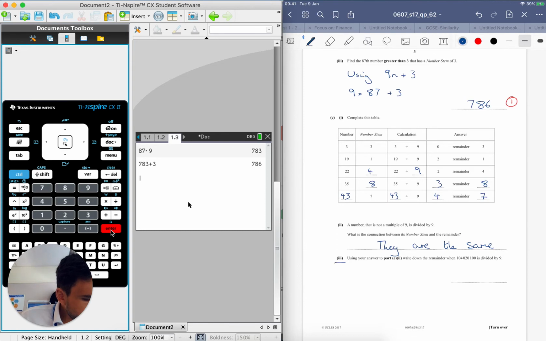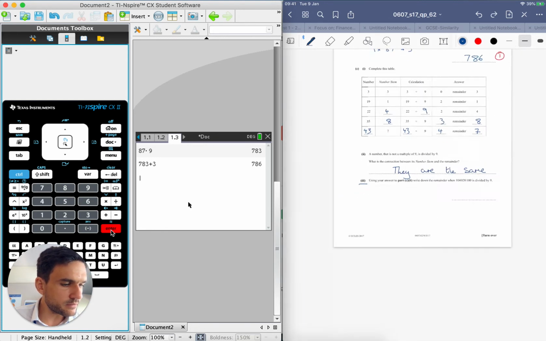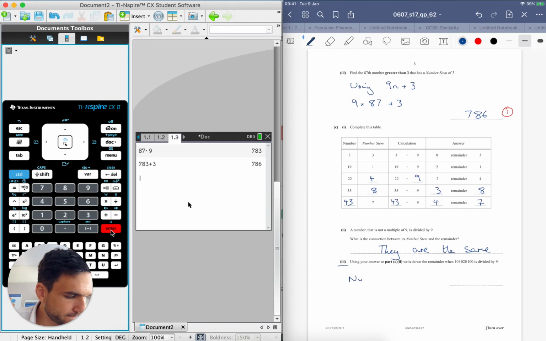And for part 3, use your answer in part C, part 2 to write down the remainder when 1040200100 is divided by 9. Okay, so this is pointing me towards obviously not just plugging it into my calculator, but using the idea of a number stem. So I need to add these numbers together, which is just 1 plus 4, which is 5, plus another 2, 7, plus another 1, which is 8. So my number stem is 8, which implies the remainder is equal to 8.